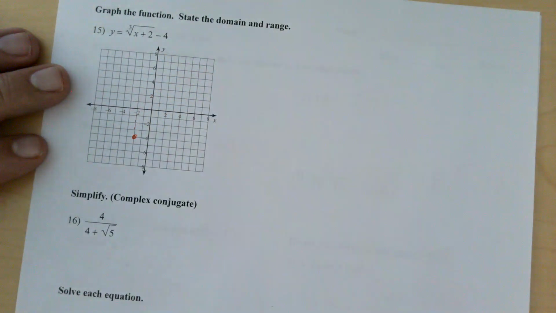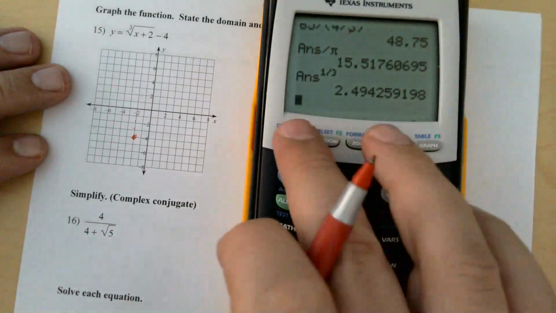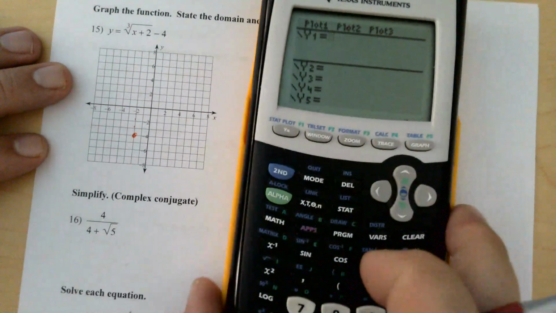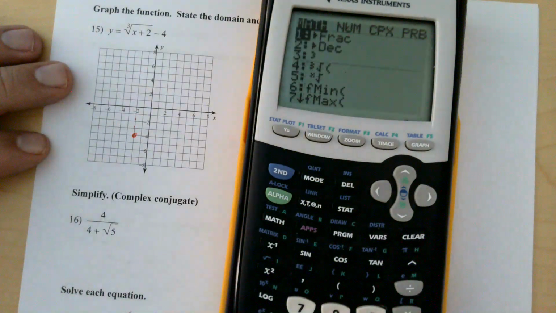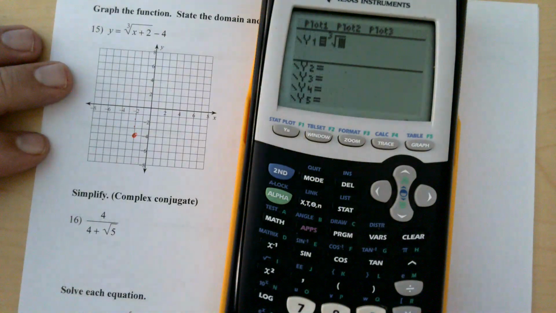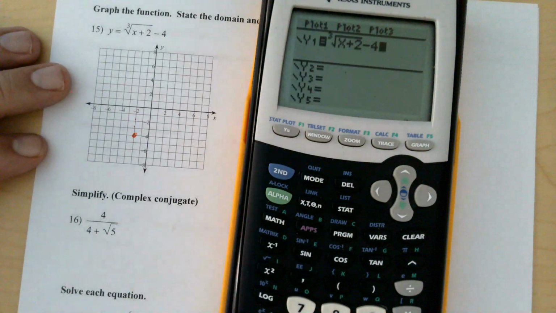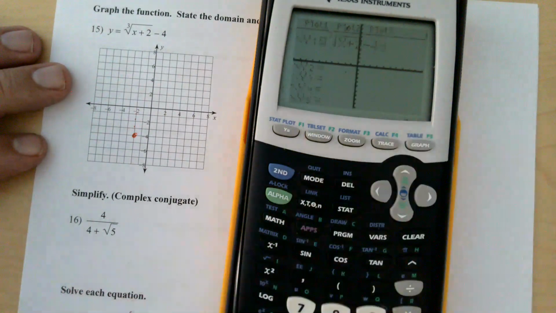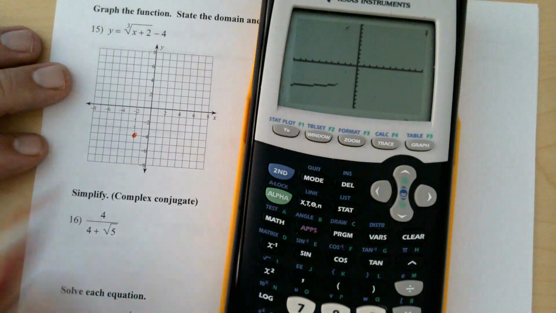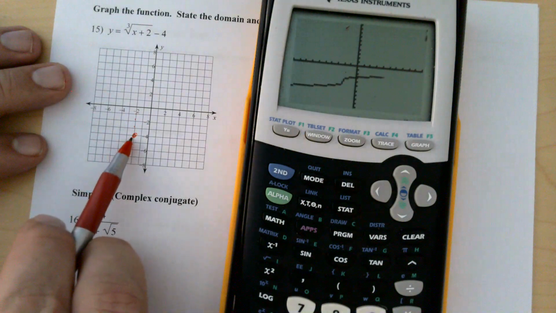I know I'm going to see that dot on my calculator before I pick up my calculator, but I'm going to pick up my calculator and hit the math key, option 4, and type in x plus 2. And I'm going to push over and have minus 4 on the outside. That minus 4 has to be on the outside. I can see what the graph looks like. Okay, it's going to change right here.